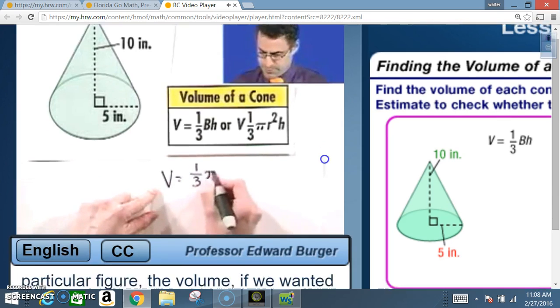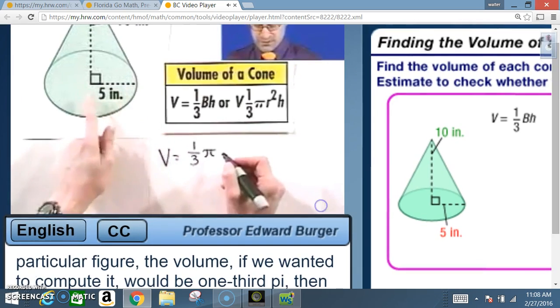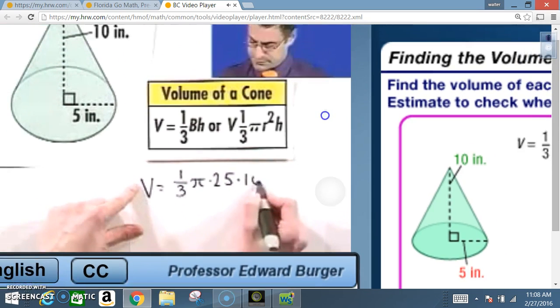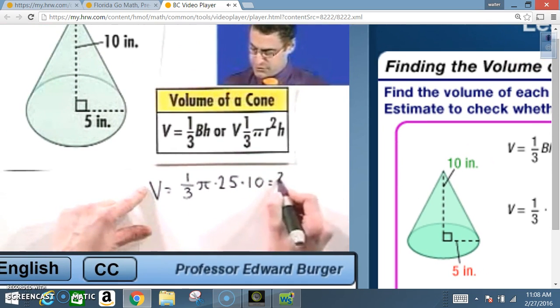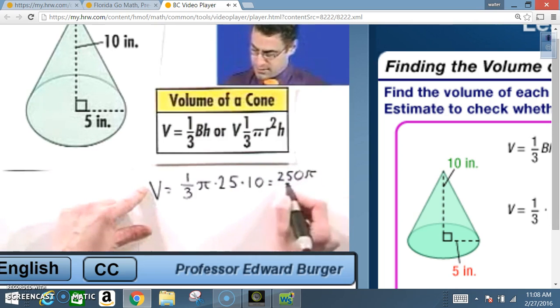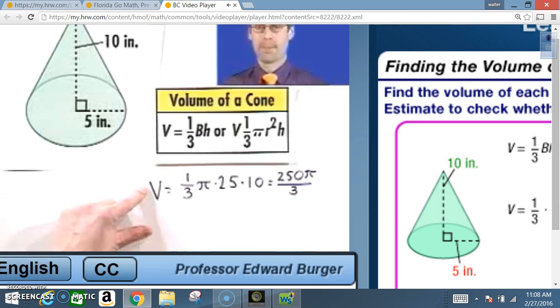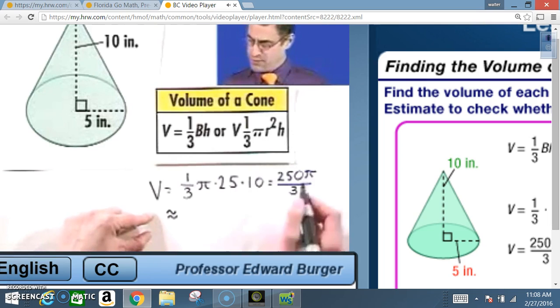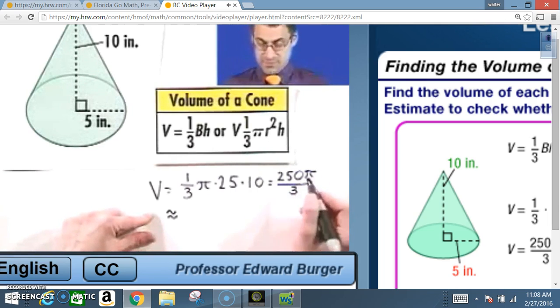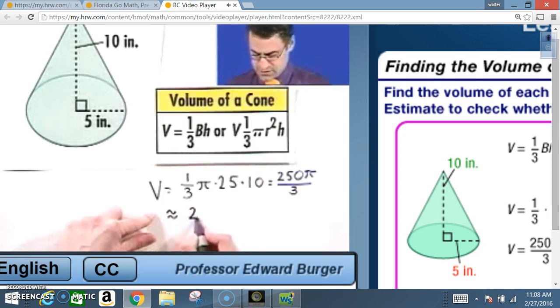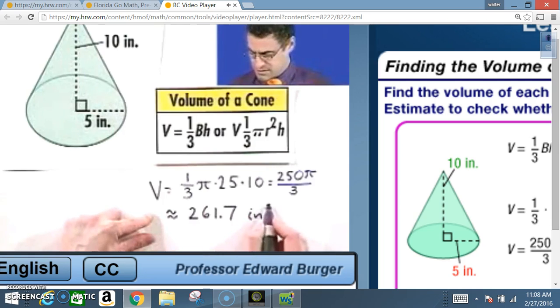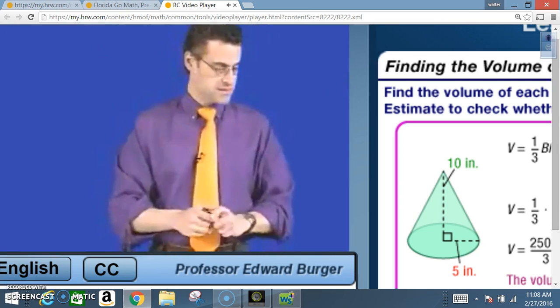So, for example, in this particular figure, the volume, if we wanted to compute it, would be 1/3 pi, and then r squared. Well, here r is 5, so 5 squared is 25, times the height is 10. And so we see that's going to be 250 pi, all divided by 3. That's the exact value. Now, if you want to approximate that, we could use 3.14 as an approximation to pi and plug this into a calculator and see numerically this is approximately 261.7. And what are my units? They are inches times inches times inches, so inches cubed. Remember, volume in 3 space, always inches cubed.